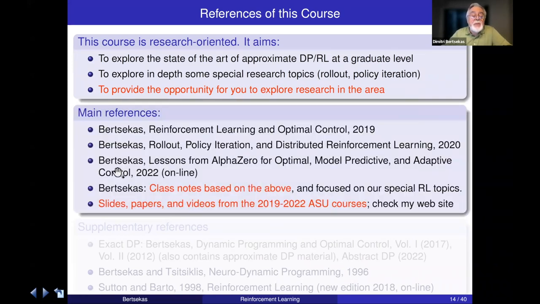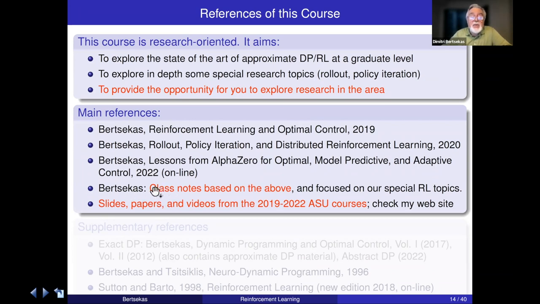I'm going to be using material that for the most part came from previous offerings of the course at ASU. After the 2019 course, I wrote this book, and then after the 2020 course, I wrote this other book. And last year, I also wrote this book, which is also online. This is a relatively simple book, however, it provides a lot of insight on the kind of things that we're going to be doing. It's online and you should take a look.